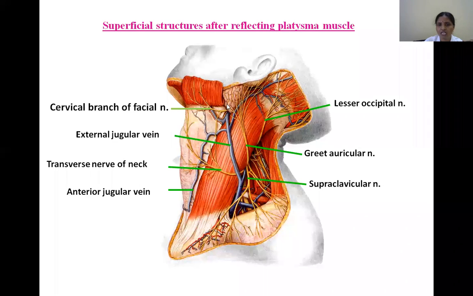This is the apex of the parotid gland. So just below and behind the ear, you see, this is the apex of the parotid. It is pierced by a nerve which is coming out to supply the platysma muscle. So a nerve supplying the platysma should be the cervical branch of the facial nerve. So these are the structures present in the roof.